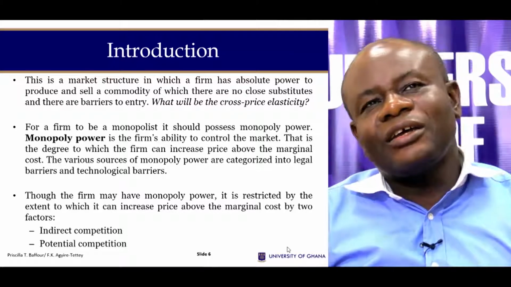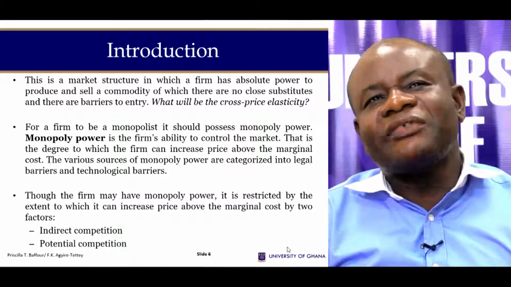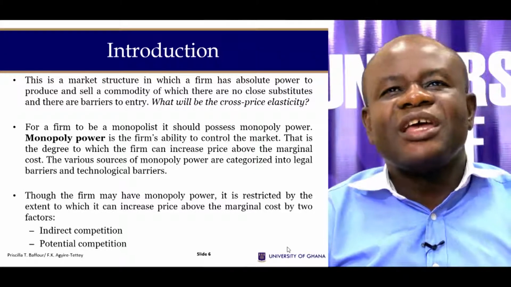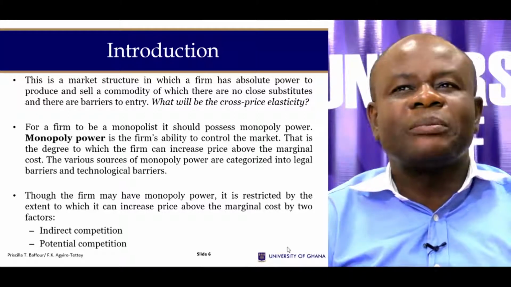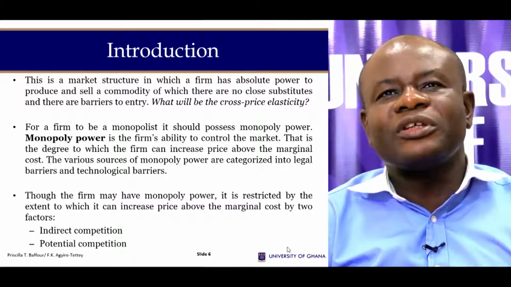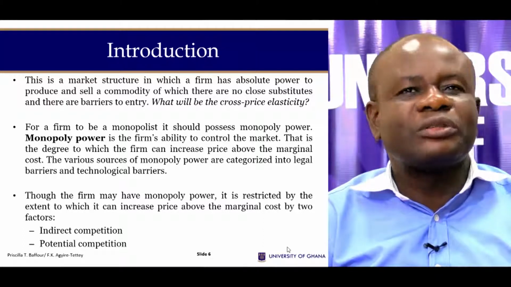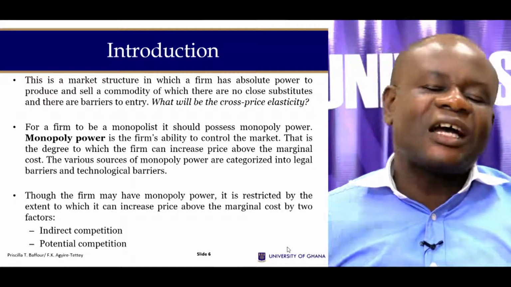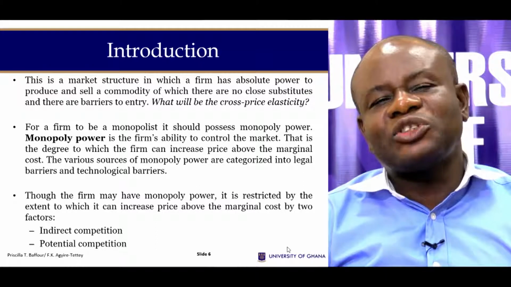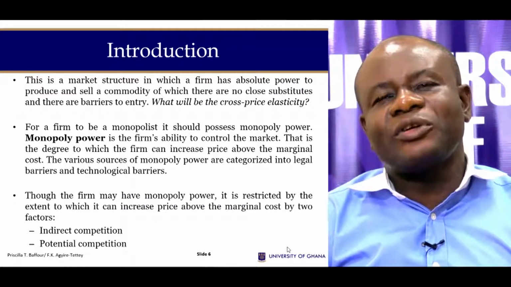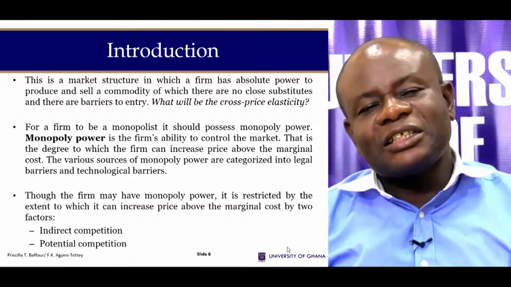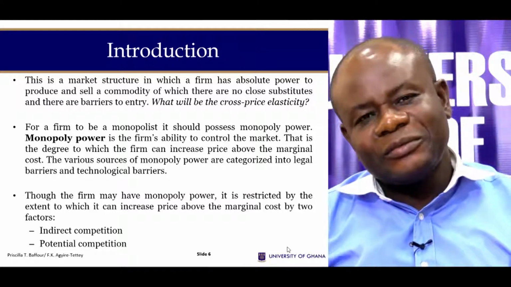Now, first, let's try and define what a monopoly is. A monopoly is a market structure in which the firm has absolute power to produce and supply a commodity for which there are no close substitutes. So there is a single seller of the commodity, and the firm is the sole producer and seller of that commodity. Can you think of any firm that exists in Ghana that is a sole producer of a commodity?